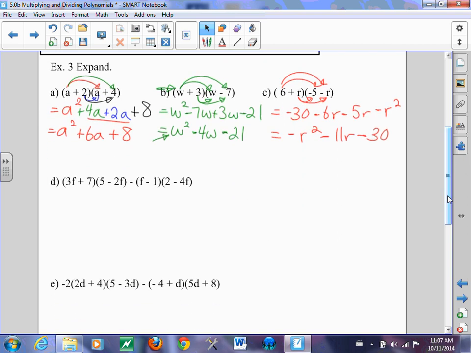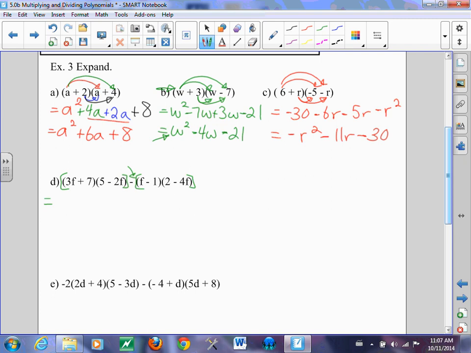Now, ladies and gentlemen, we're going to go a little bit harder. And the last one will be quite a challenge. What we want to do, folks, is realize we've got 2 sections of foiling here, first and second. We want to be careful here because there's a negative sign in between.